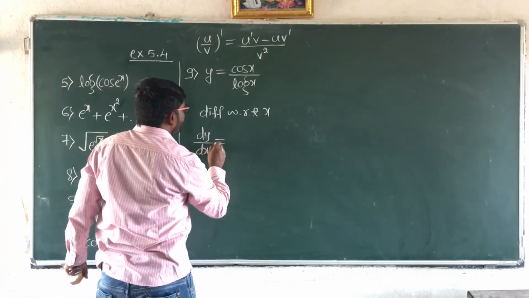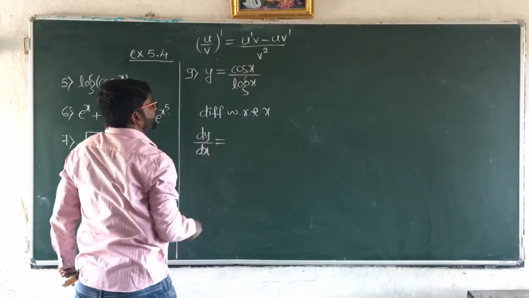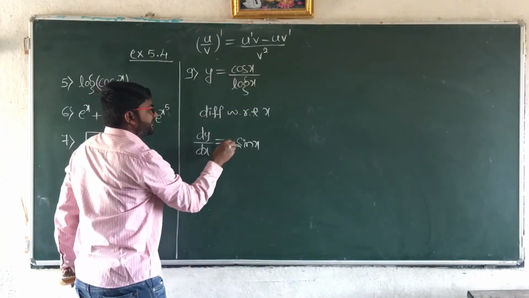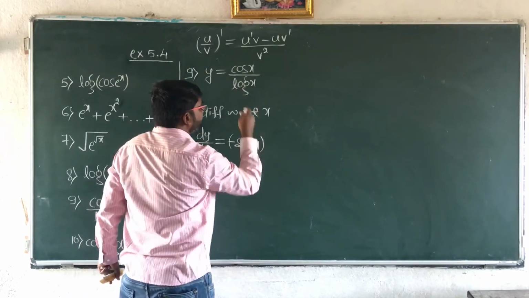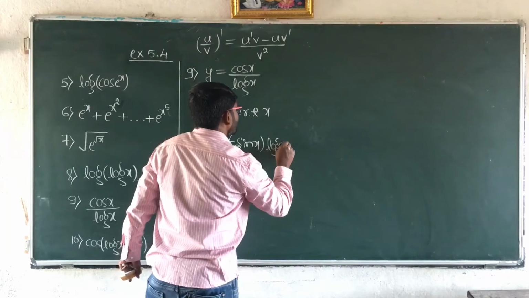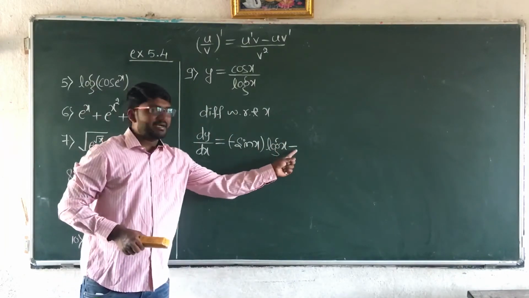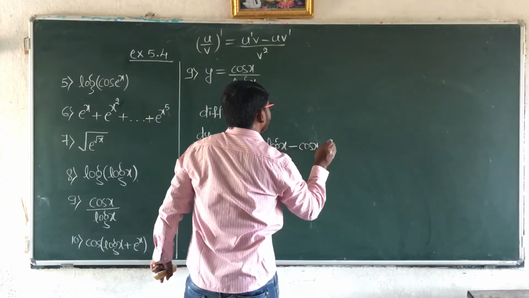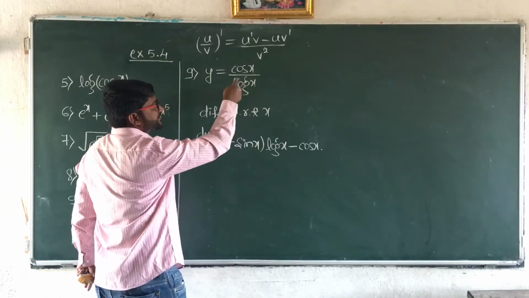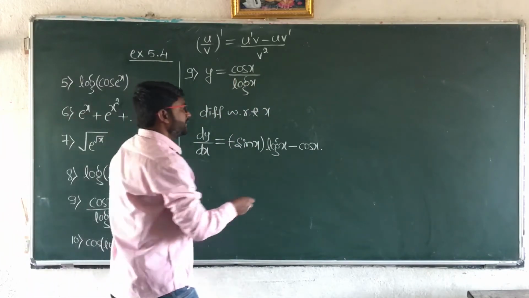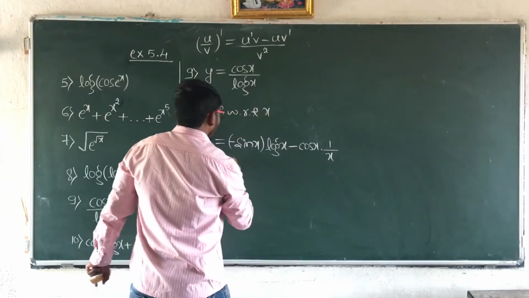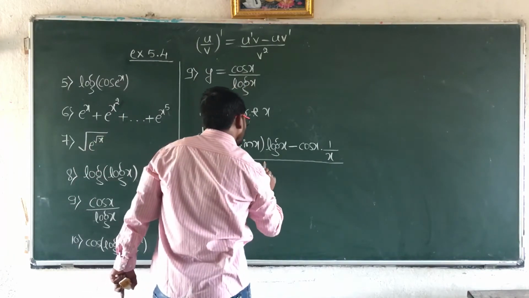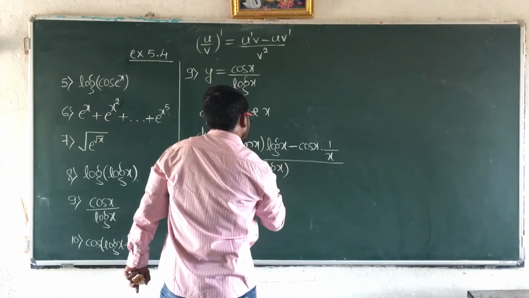Let us apply this particular formula now. So the formula says u dash v, derivative of the numerator. Derivative of cos x will be minus sin x. So minus sin x, u dash v, it is log x. Then minus u v dash, u is cos x into v dash, derivative of the denominator. What is the d by dx of log x? It is 1 by x. So we get 1 by x here. Then the whole divided by v square, that is log x the whole square.